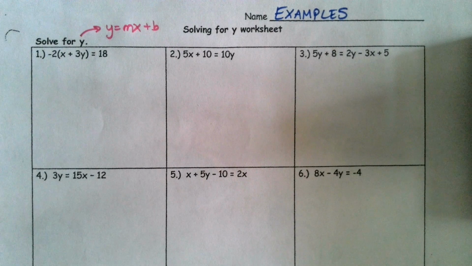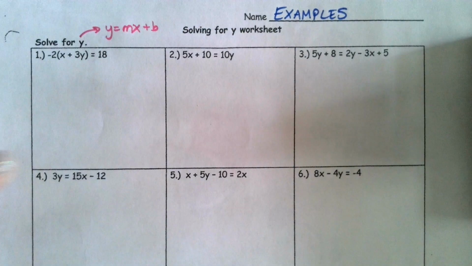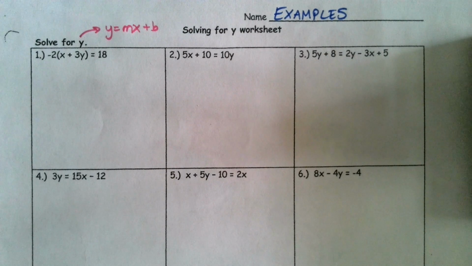Each of them are going to be a little bit different in the way that we get the variable y by itself, but again, they all involve a series of inverse operations that we use in order to get y alone. So getting started with our first example, on number 1, we have -2 times the quantity of x plus 3y equals 18. So right now, y is inside of the parentheses, and in order to get rid of the parentheses, we use our distributive properties.